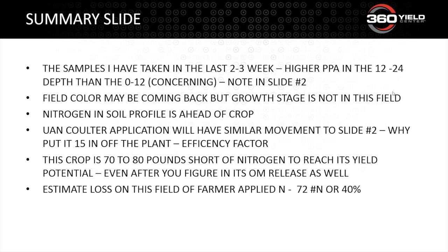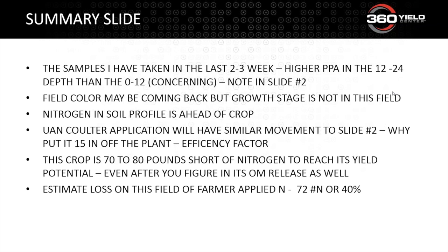And I went out of here, and from spending 5-6 hours in this field, and you've not seen everything I've done, he is 70 to 80 pounds short of nitrogen to reach his yield potential, even after you figure the organic release as well. So of all the work that I've done in these areas, I'm estimating that this field has lost about 40% of its farmer applied fall nitrogen, or 72 pounds. So it was hard for this farmer to swallow that he needed another 70 pounds. I still don't know today if he's going to apply it.